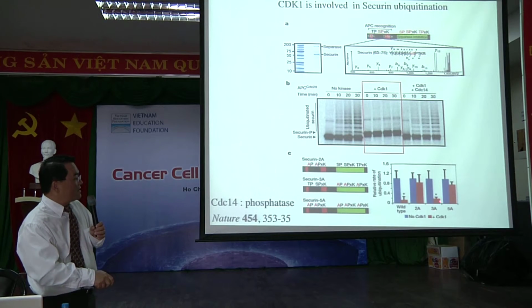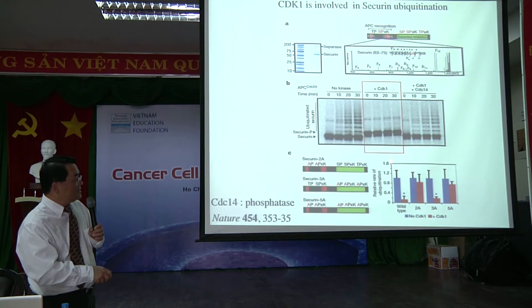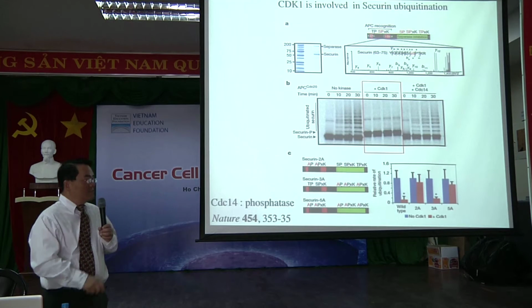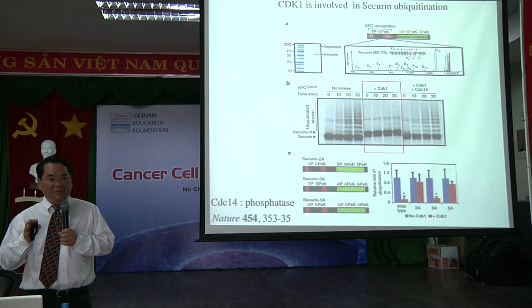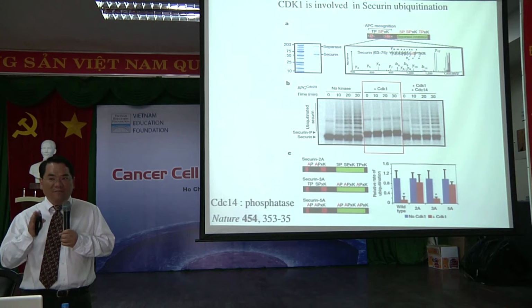CDK has no impact on the rescue, no impact in suppressing the ubiquitination. So you will appreciate how the biochemist was able to do all these. Okay? Identify the phosphorylation site, mutate it, and do the biological assay. And then now we find out CDK is the one to protect securin from degradation.